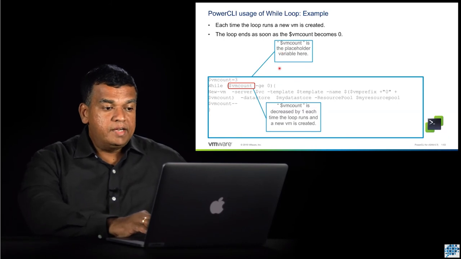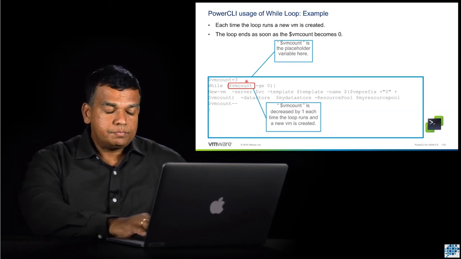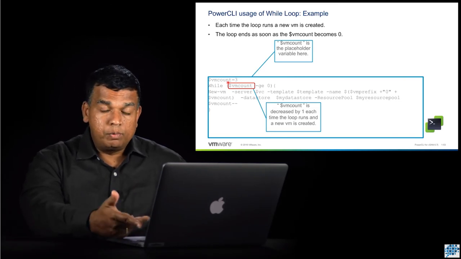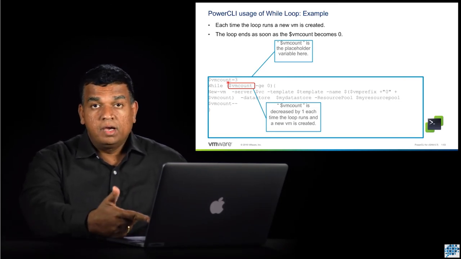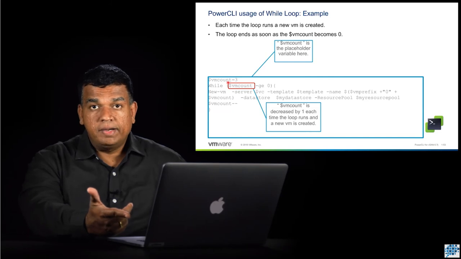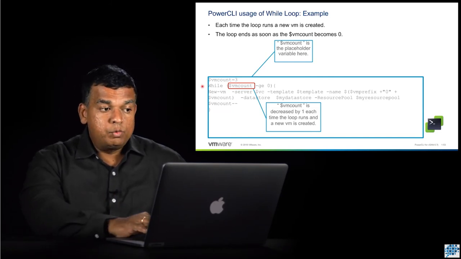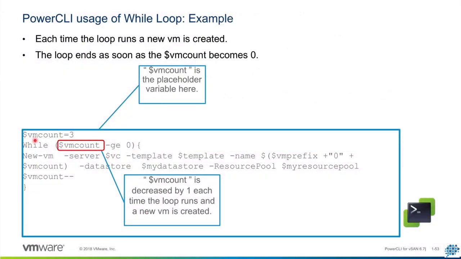So let's say that we want to deploy some new virtual machines, and we have just kept in mind that we want 3 new virtual machines. So I'm creating a variable called $VMCount, and I set it to the value of 3. So $VMCount equals 3. Now the VMCount variable contains the number 3, and then I use a while loop.